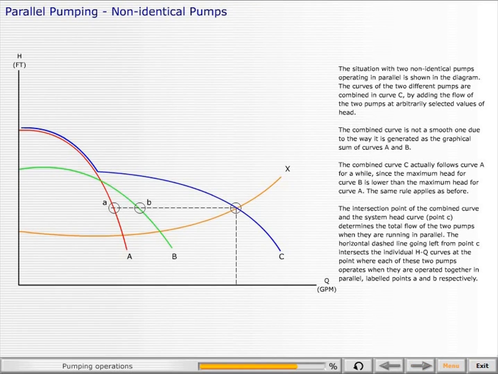The situation with two non-identical pumps operating in parallel is shown in the diagram. The curves of the two different pumps are combined in curve C by adding the flow of the two pumps at arbitrarily selected values of head. The combined curve is not a smooth one, due to the way it is generated as the graphical sum of curves A and B. The combined curve C actually follows curve A for a while, since the maximum head for curve B is lower than the maximum head for curve A. The same rule applies as before.